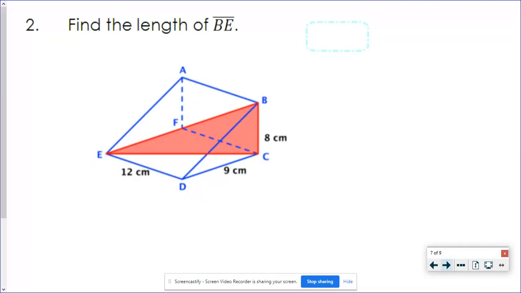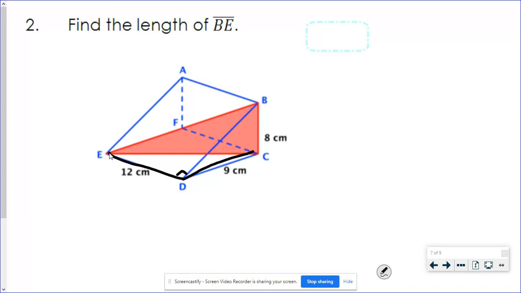Okay, take a look at this. This is now a triangular prism, and I want to know the length to go from E to B. To get there, I need to know some other information. So in the bottom part right here, this would have a right angle right there.